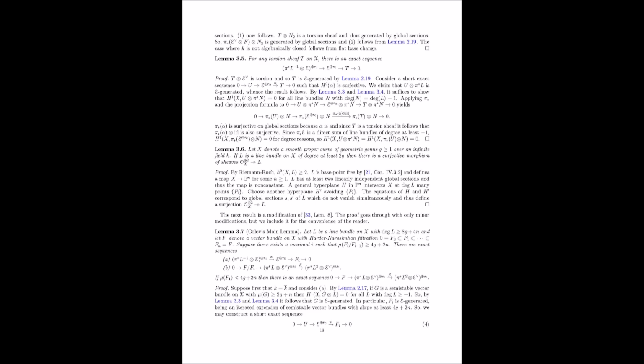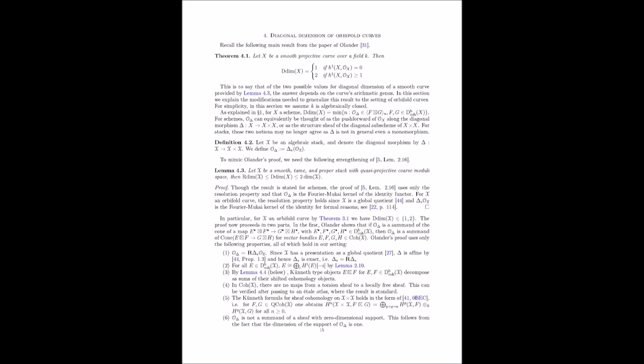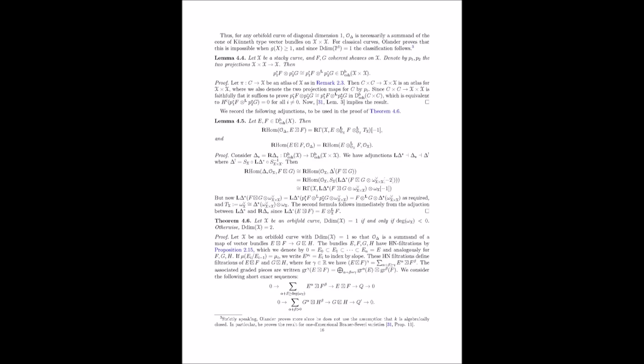It is. Now, Theorem B tackles the diagonal dimension and its relationship with the degree of the canonical bundle of the orbifold curve. It basically says there's a clear division. The diagonal dimension is 1 if and only if the degree of that canonical bundle is negative. Otherwise, it's 2. So a single invariant determines the diagonal dimension. That's right. What about Theorem C?